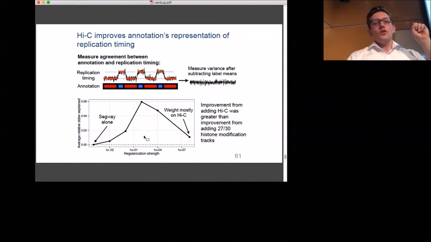That was performance measure number one. There's a couple more in the paper. I don't have slides on those. Was there a question? Yeah.